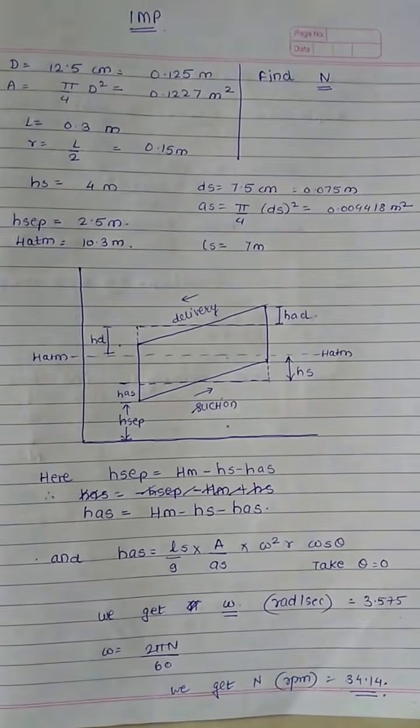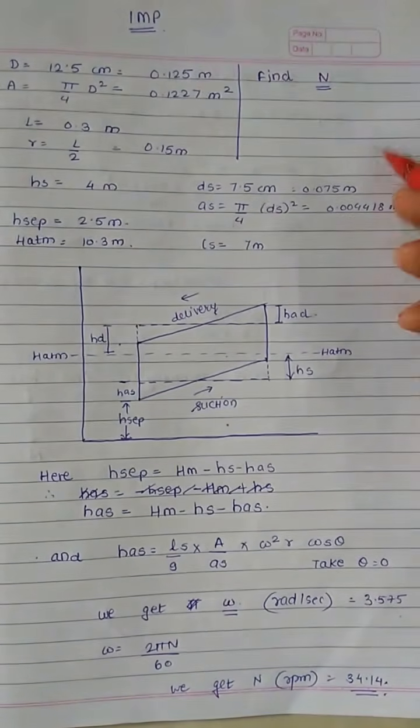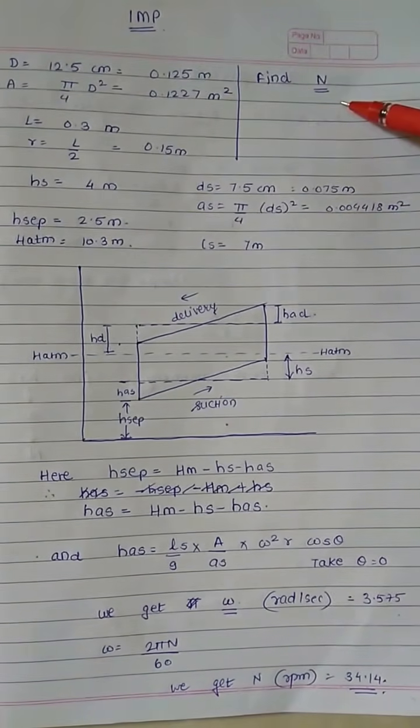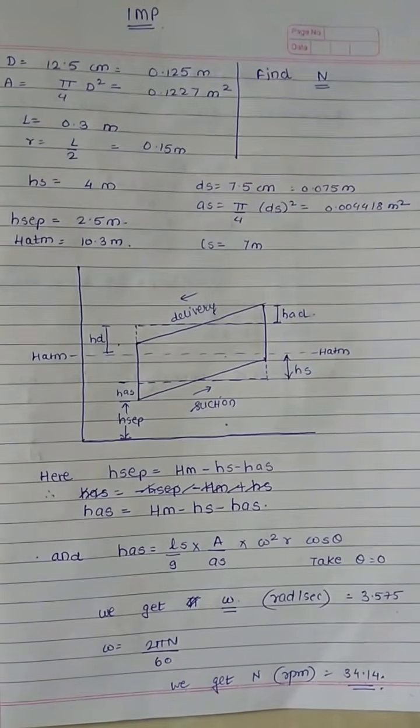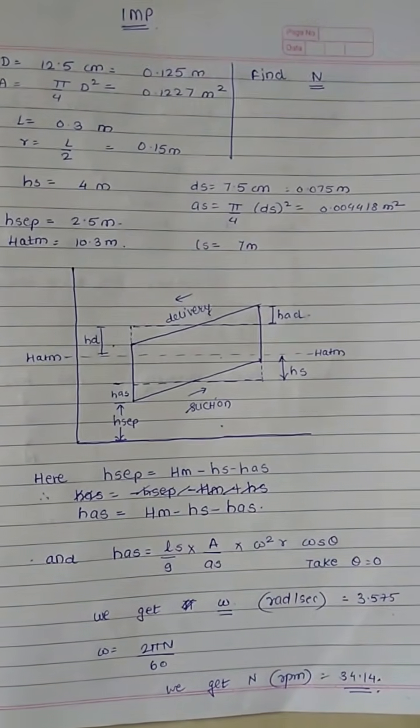So this is an important numerical which we will be solving. We have to find N. In the last numericals we were given N and we were finding the heads. In this numerical we have been given all the heads and we have to find the speed.